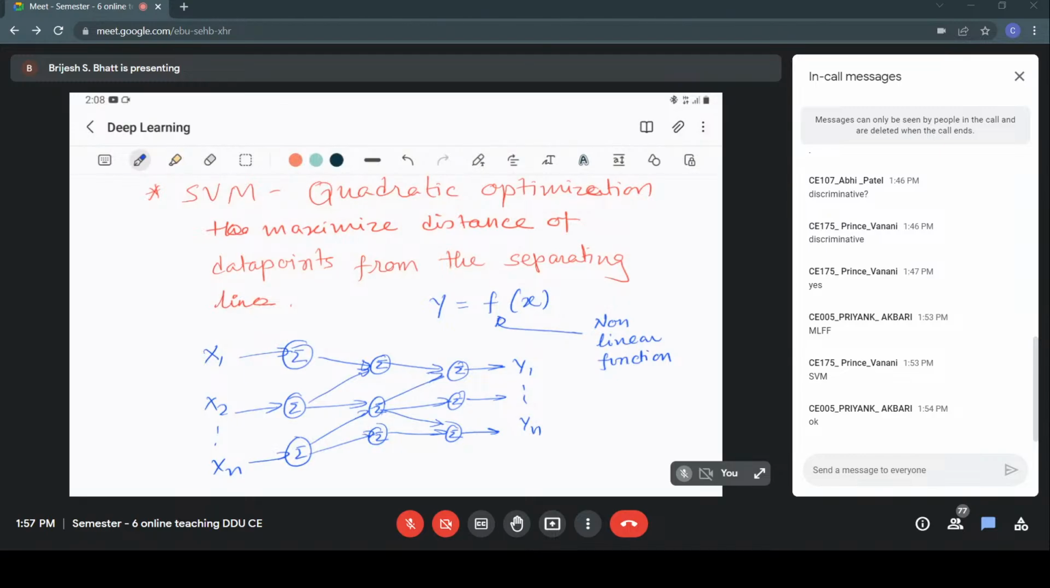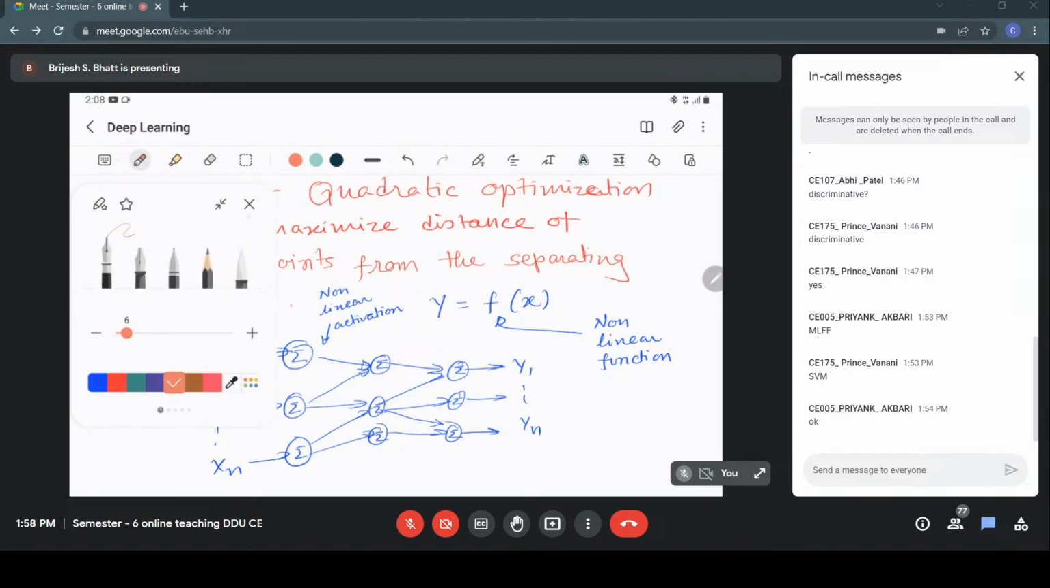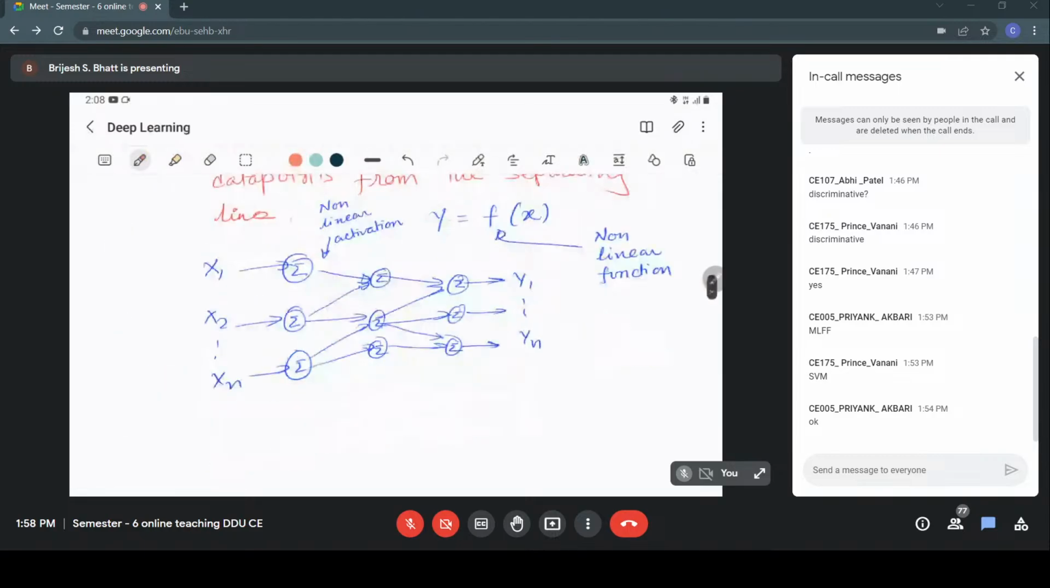The answer to that is the nonlinear activation function. You apply a nonlinear activation function, like sigmoid or hyperbolic tangent. So you give the input x1 to xn, pass it through some nonlinear activation, and it goes to the next level. So what goes to the next level, that middle level, becomes nonlinear. So this is where the nonlinearity comes in.